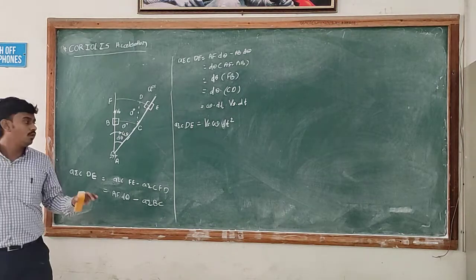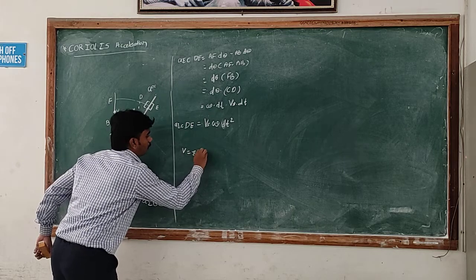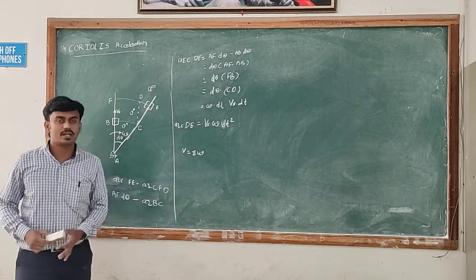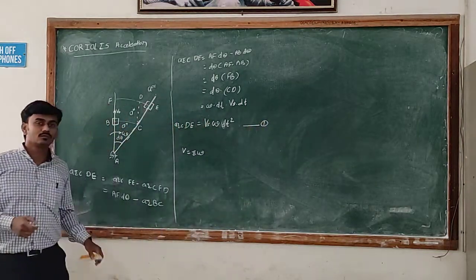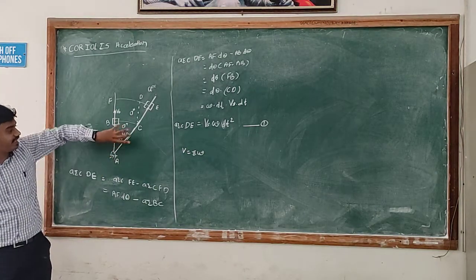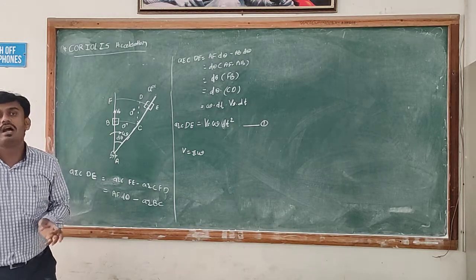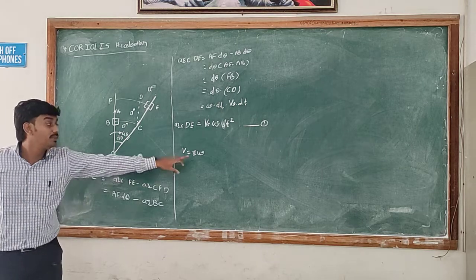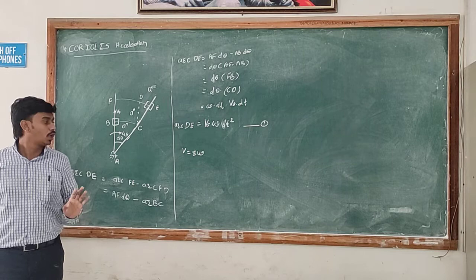Okay, now we have a basic formula that linear velocity is equal to R into omega, that is V is equal to R into omega. We mark this as equation 1. If we consider in this case, omega is the angular velocity of the link, and the link is moving with a constant angular velocity, means here omega remains constant.